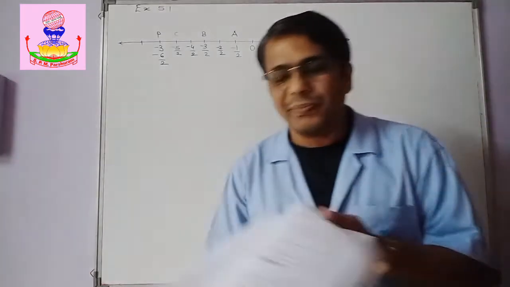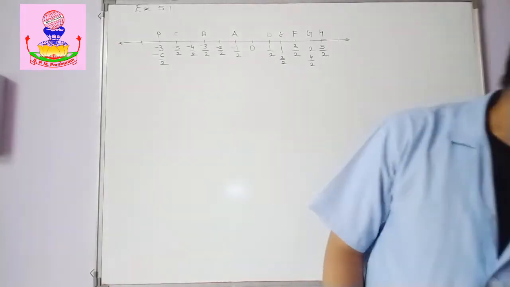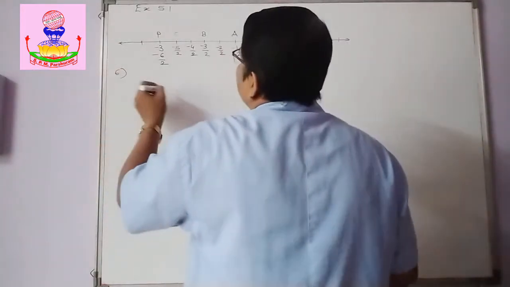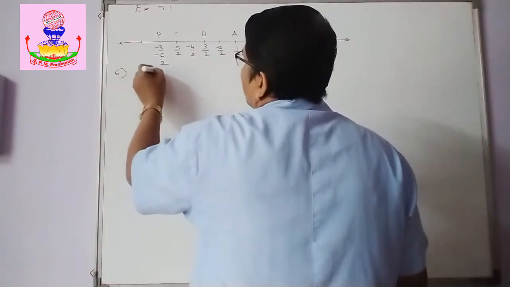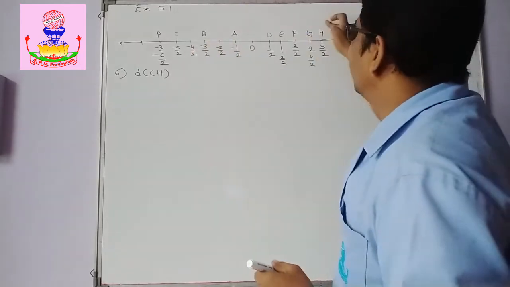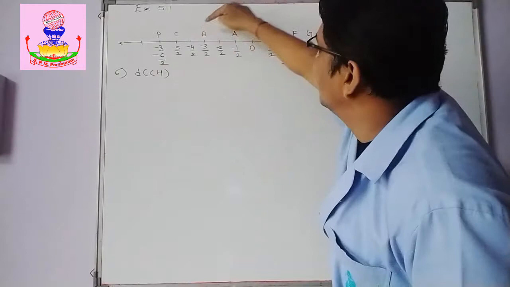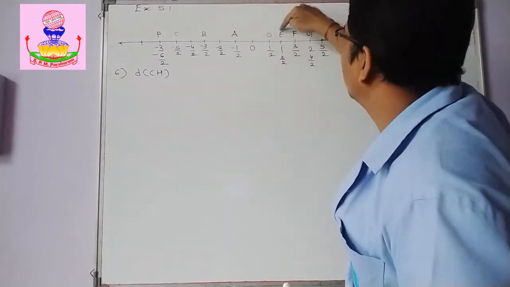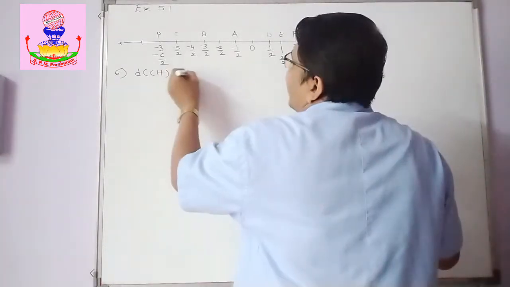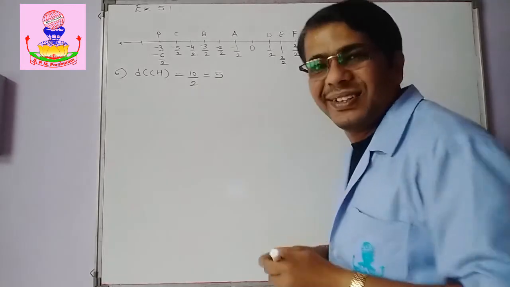So the sixth question is, what is the distance between points C and H? Okay, so sixth one, points C and H. You are supposed to find the distance between them. C is here, H is here. Simple thing. What do you do? 1, 2, 3, 4, 5, 6, 7, 8, 9, 10. So that is 10 upon 2. So that is 5.